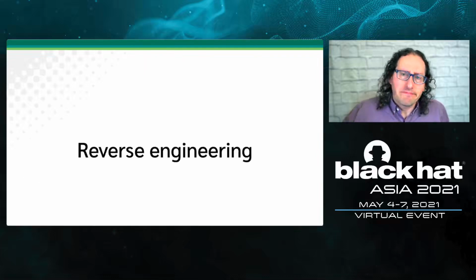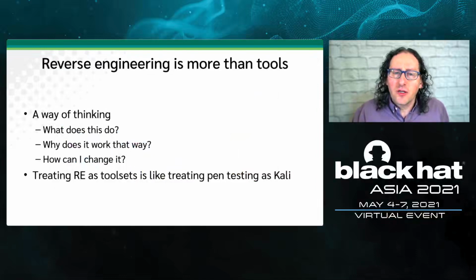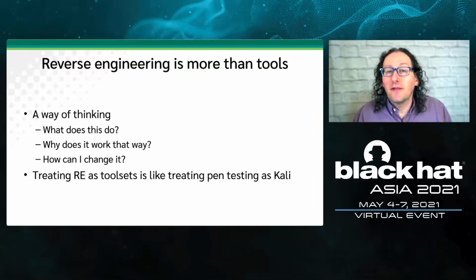So, starting out with reverse engineering. When people talk about reverse engineering, often we think about tools like Ghidra, which is awesome and amazing. And reverse engineering is more than just tools. It's a way of thinking. What does this thing do? Why does it work the way that it works? What can I learn about it by engaging with it, opening it up, taking it apart, figuring out what's really there? And all of that leads to the question, how can I change this?